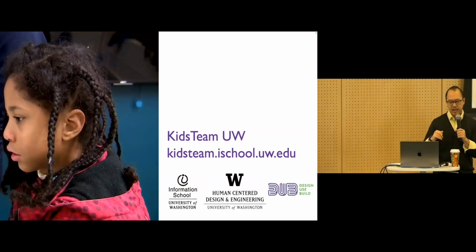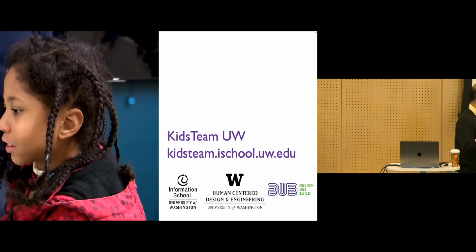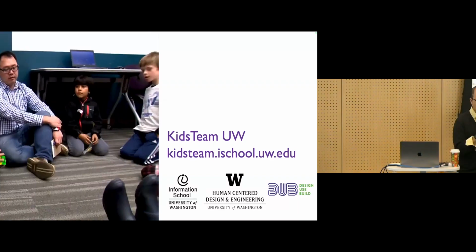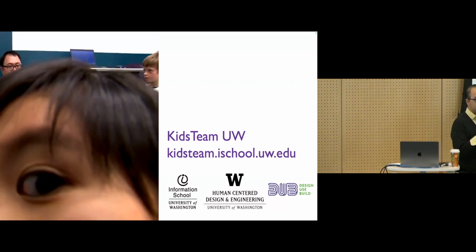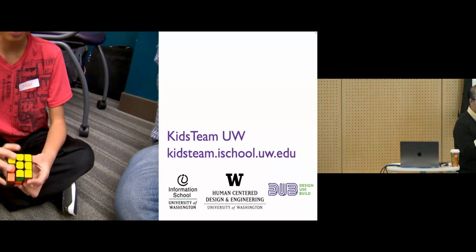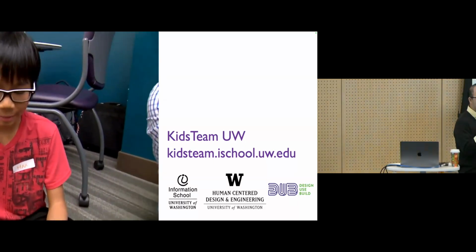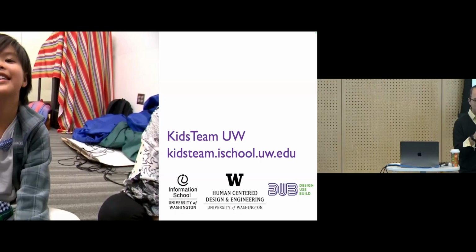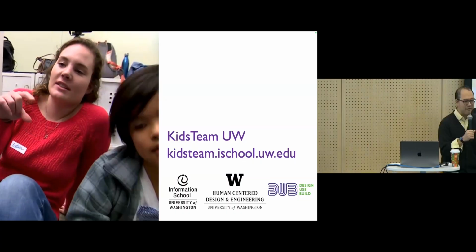So one of the things that I like to talk about is Kids Team. I can talk about Kids Team for many, many hours. Kids Team is our lab here at the University of Washington. I didn't make up the name, by the way. This is Allison Druin's name. I took it from her at the University of Maryland. So full transparency, Kids Team is not my idea. This actually came from my advisor, who willingly let me work on this here at the University of Washington.